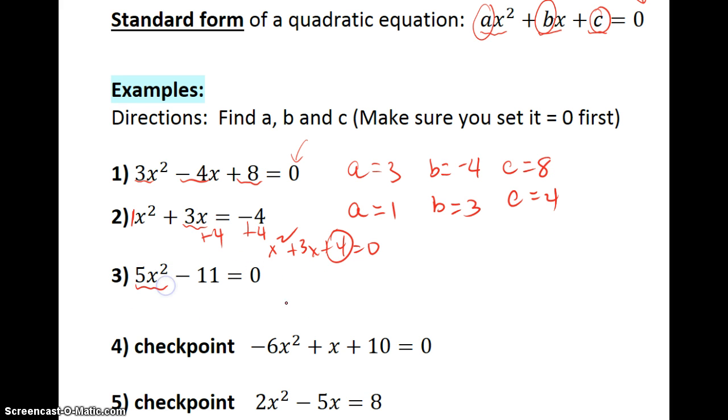If you take a look at this third one, it does equal 0. So I look for what's in front of x squared, and that's a. So a equals 5. Now you're going to notice there is no x. That's because the number in front of x must have been 0. 0 times x is 0, and so we're not going to see it. So b must have been 0. And then c is the constant number, -11. And that came from right there.